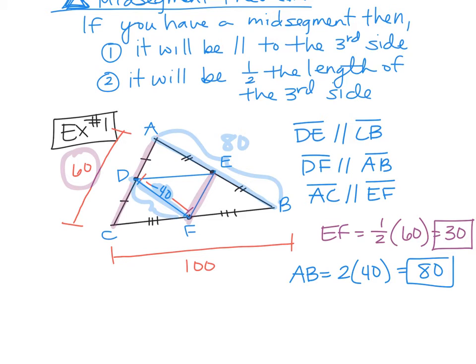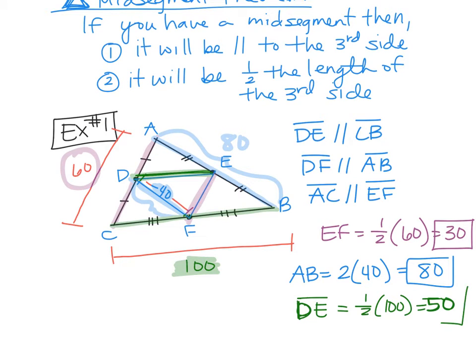Okay, so what does that mean for, where are we at? DE. What's the length of DE? DE would be 50, right? Because this side here is 100, and if that's 100, then the segment across from it has to be half as much. So we're going to say DE is going to be half of 100, or 50. Okay? Thank you, Ryan. Any questions on that?